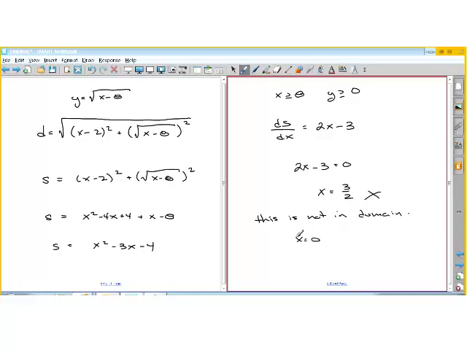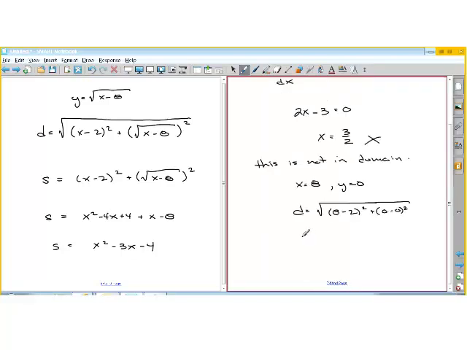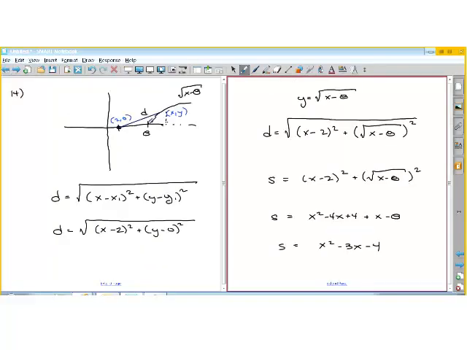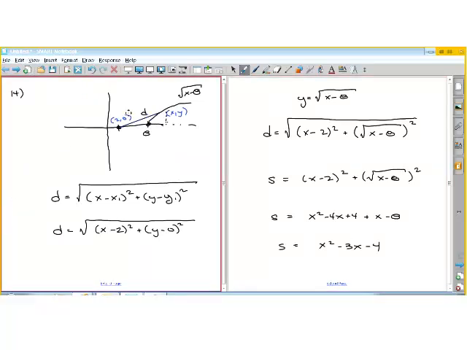So if you look at x equals 8, at x equals 8, y equals 0. If you plug that in here, d is going to be equal to the square root of (8 minus 2) squared plus (0 minus 0) squared. And so that is equal to the square root of 6 squared, which is 6. And so that's why, if we go back to the original question, this is a minimum distance.